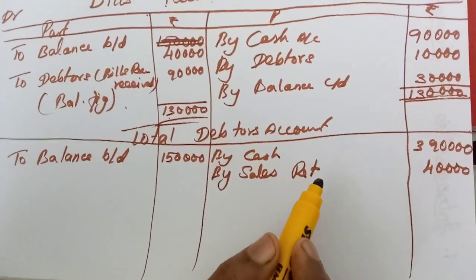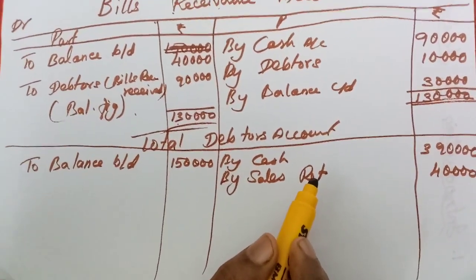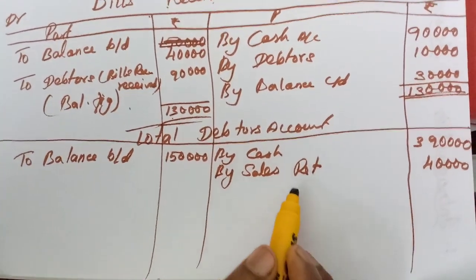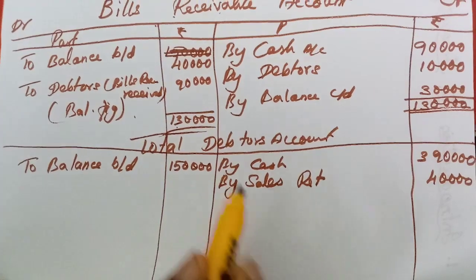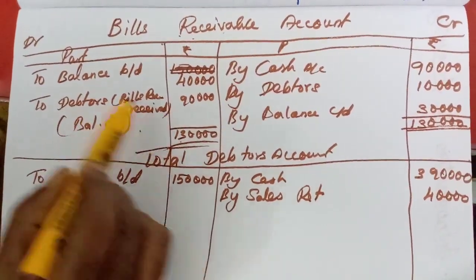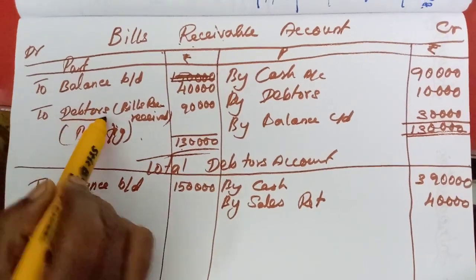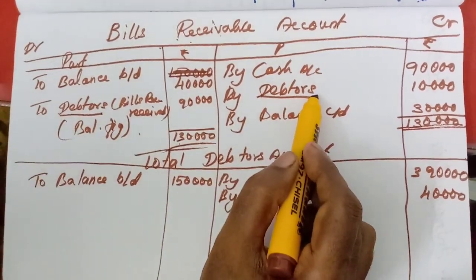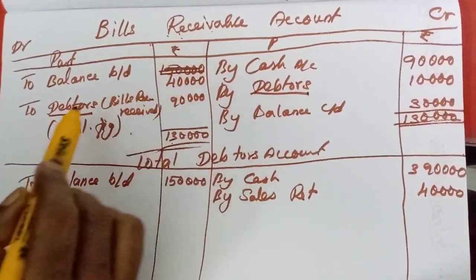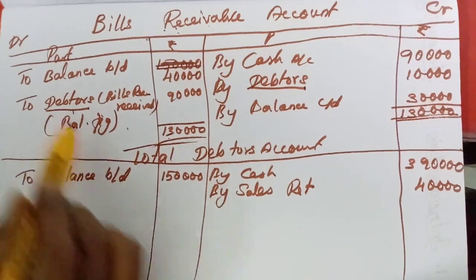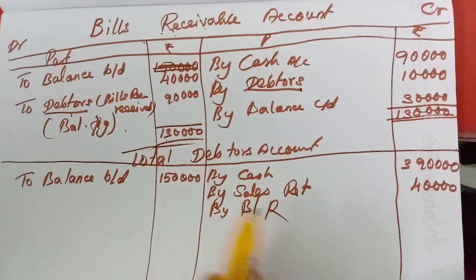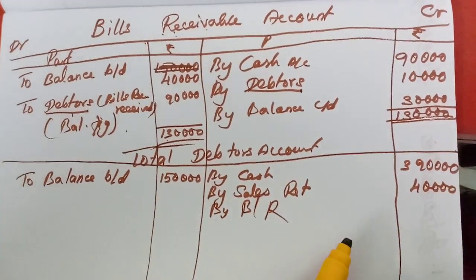Then closing bills receivable and sundry debtors. Before writing the sundry debtors closing, you have to write the bills receivable account. Here you see two debtors, here one debtor. These two we have to enter. How? Bills receivable account debtor to debtors. So here, by bills receivable, 90,000.